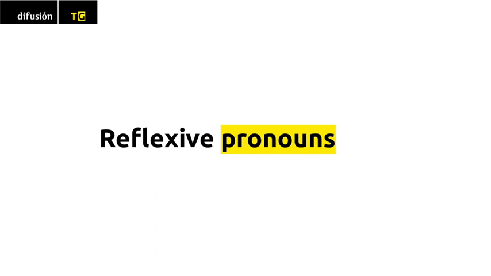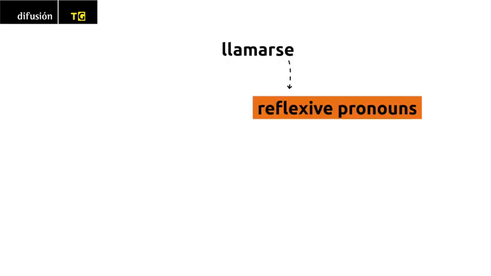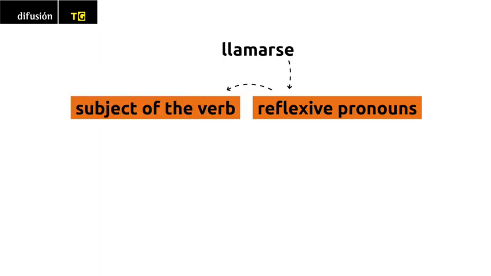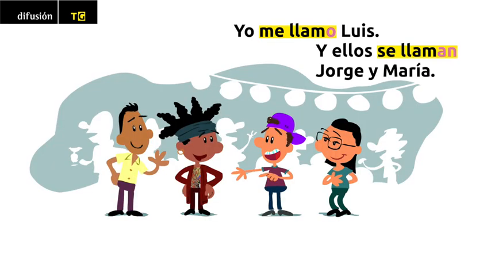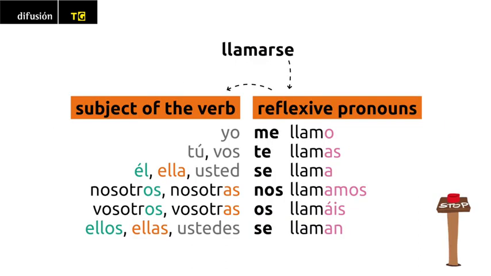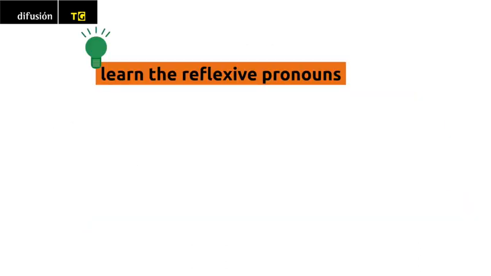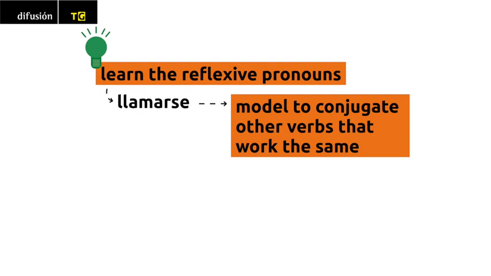Reflexive pronouns. Verbs such as llamarse are used with a type of pronouns called reflexives. This set of pronouns reflects the subject of the verb it goes with. Yo me llamo Luis y ellos se llaman Jorge y María. It is a good idea to learn the reflexive pronouns together with the conjugated forms of llamarse, a very commonly used verb. That way, it will serve as a model to conjugate other verbs that work the same.